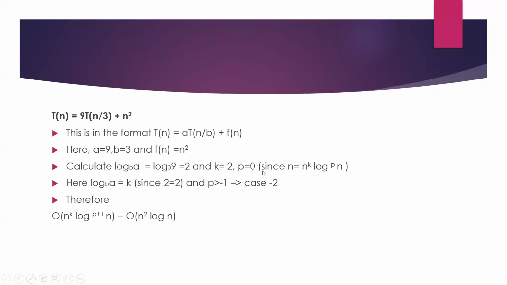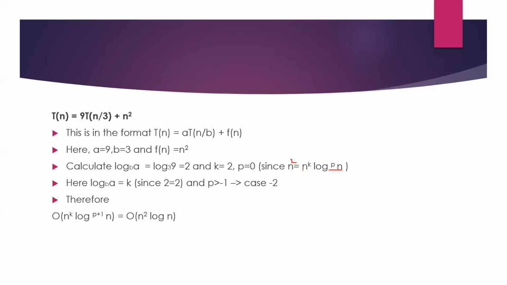Now coming to f of n, the f of n value over here is n square. Now comparing n square is equal to n power k log p to the base n. Here again we don't have a log expression, so this entire value can be taken as 1, and log 0 will be 1, so the value of p will be equal to 0.